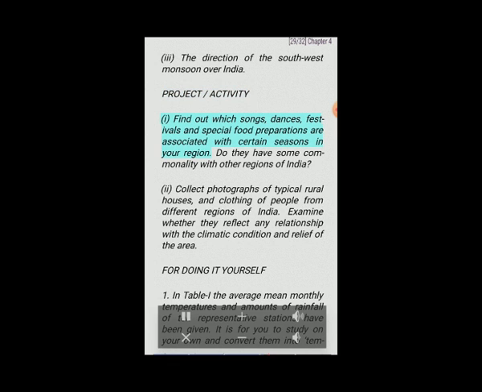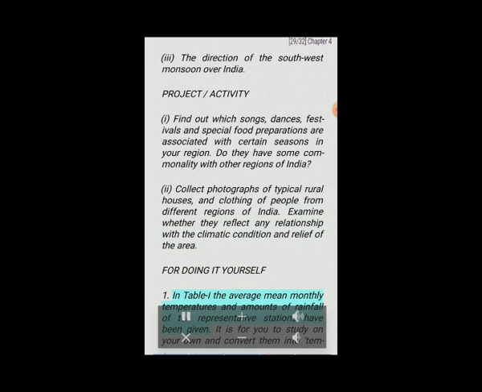Project, activity. Find out which songs, dances, festivals and special food preparations are associated with certain seasons. Do they have some commonality with other regions of India? Collect photographs of typical rural houses of people from different regions of India. Examine whether they reflect any relationship with the climatic condition and relief of the area.